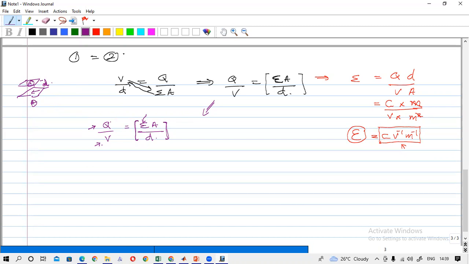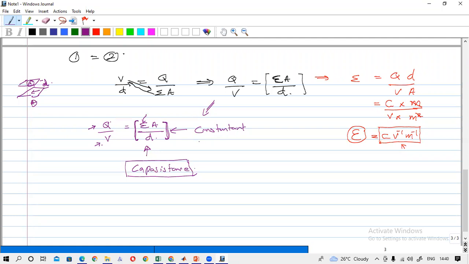is this a variable or a constant? It will be a constant, no? Because we are not going to change epsilon, area, or distance. If these are not changed, this will be a constant, and this constant is referred to as the capacitance. This epsilon A divided by D is normally referred to as the capacitance. So capacitance is a constant.